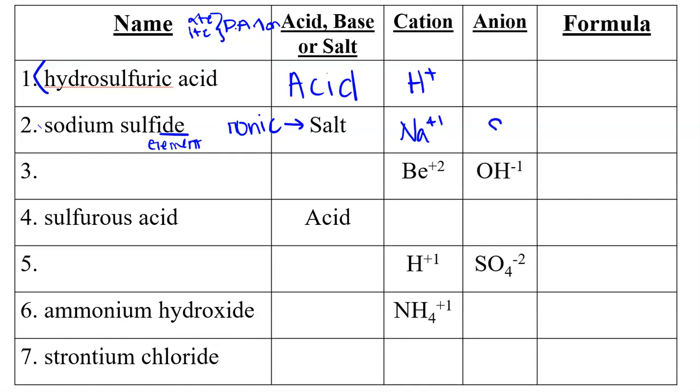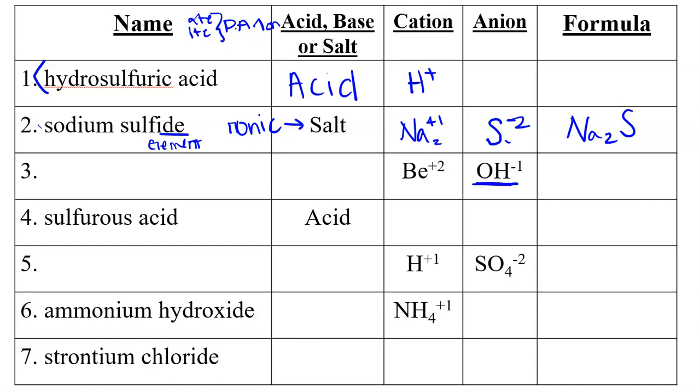So that means that it's S. Sulfur has a charge of -2. Then I crisscross those. That 2 comes down here, that 1 comes down here. So this is going to be Na2S.